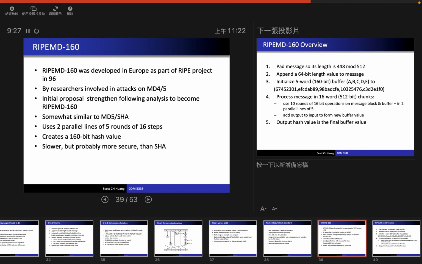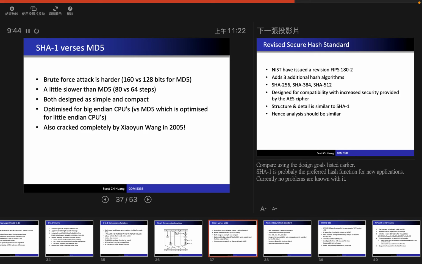Anyway, this wasn't used widely. Now people are just using SHA with longer hash values. So there is SHA-2, the successor of the original SHA-1. SHA-1 produces 160 bits. Then we have SHA-2.